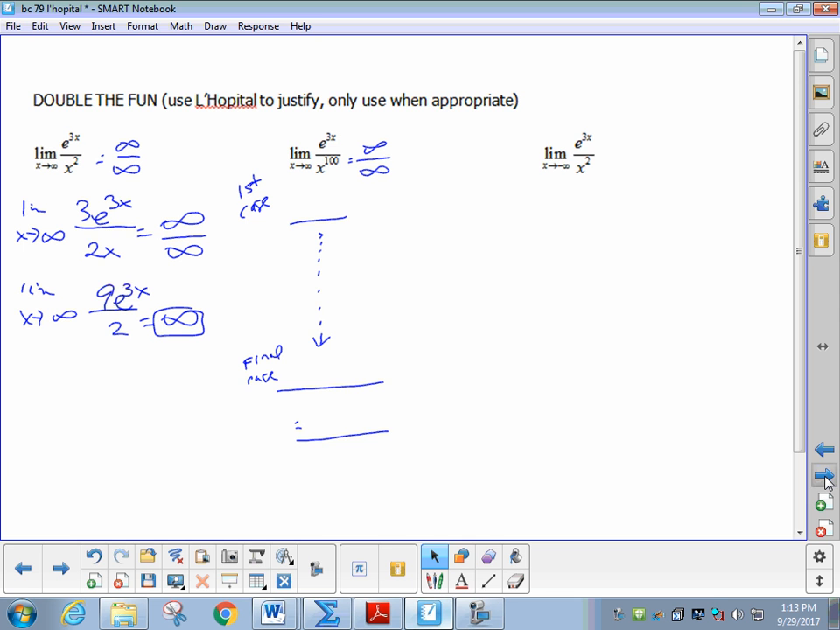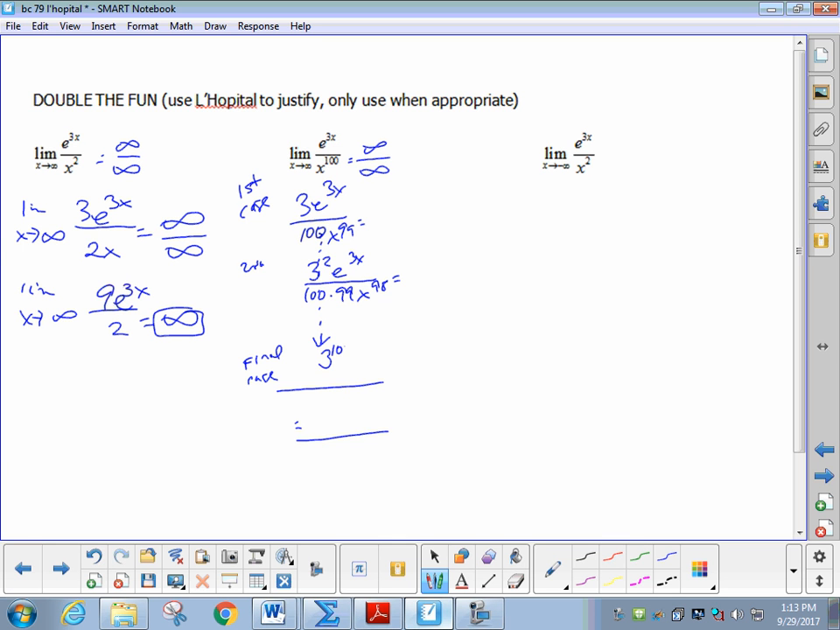So the first case would be 3e to the 3x over 100x to the 99th, which obviously is still indeterminate. The second case would be 3 squared e to the 3x over 100 times 99 times x to the 98. So you're going to keep getting indeterminate until you take how many derivatives? 100 derivatives. What's the last one? 3 to the 100th, e to the 3x over 100 factorial. When you take repeated derivatives, you get factorials.